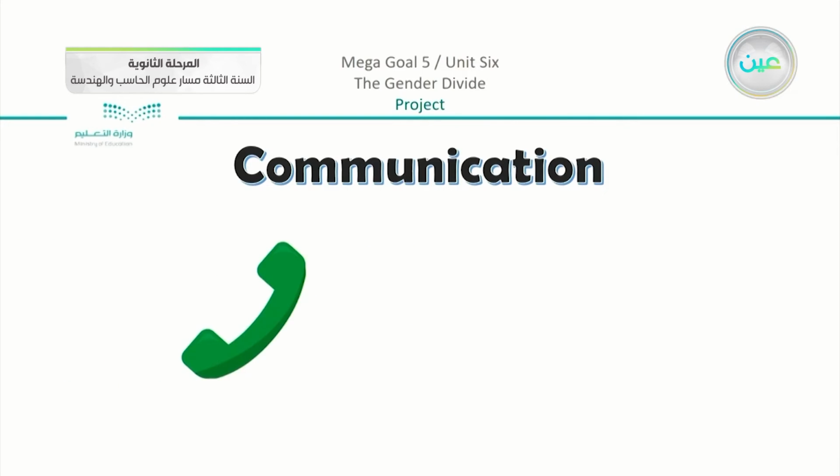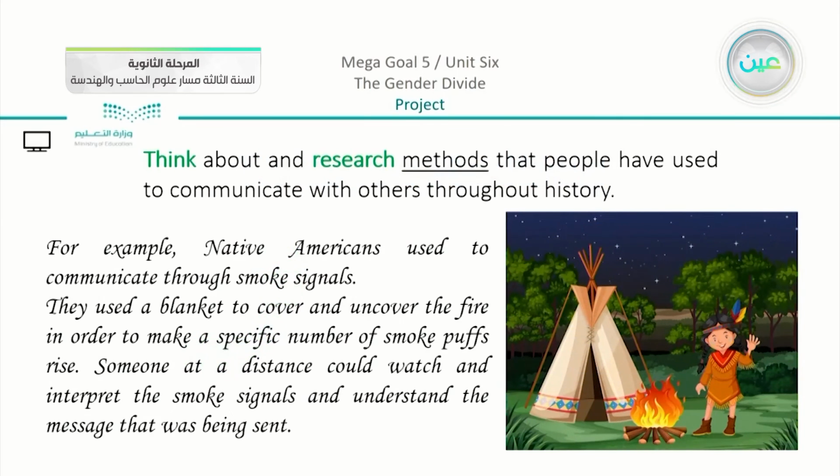Now, of course, we have here the regular type of communication that we know. We have also other types. Now, there are other methods. It's not just about using phones. We have here, think about the research methods that people have used to communicate with others throughout history. Now, for example, we have here Native Americans used to communicate through smoke signals. They used a blanket to cover and uncover the fire in order to make a specific number of smoke puffs rise.